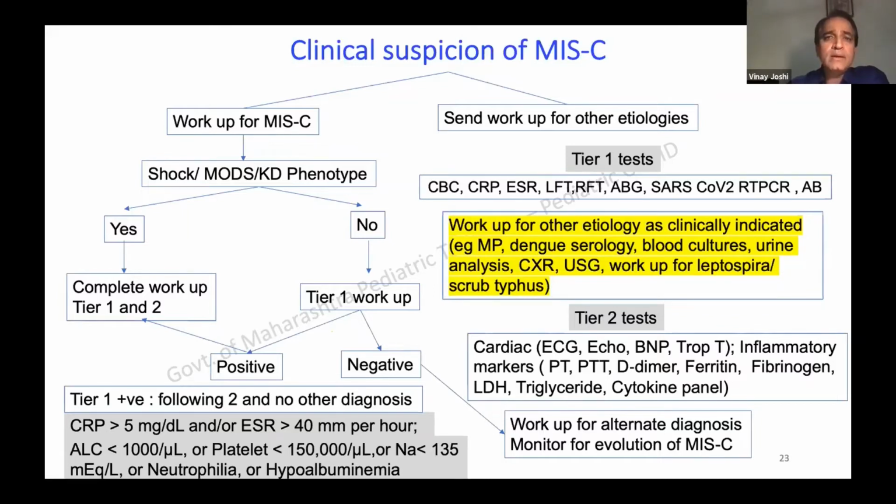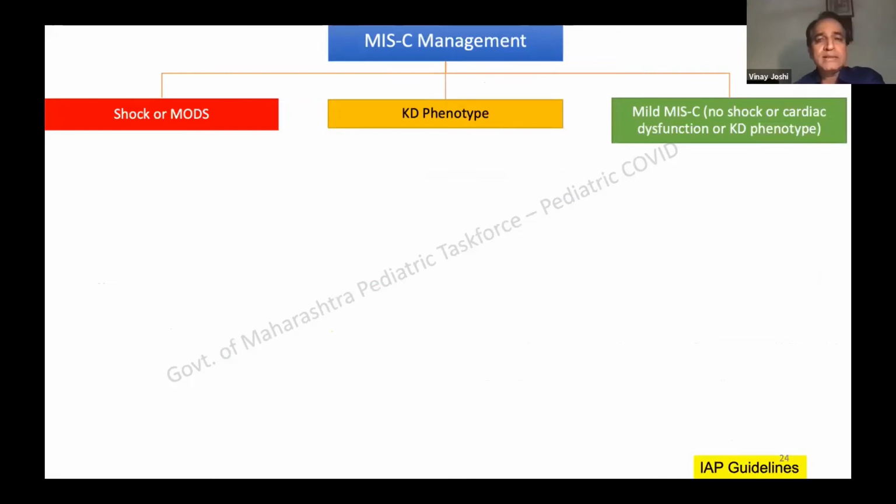Once you have done the workup, let us unpack the MISC management. MISC management basically depends upon what phenotype the child is presenting with. There are three distinct clinical phenotypes we see in MISC. One is shock with or without multi-organ dysfunction syndrome. This is a severe variety. Then we have the KD phenotype. Again, this is severe MISC. And there is mild MISC, where the child doesn't have shock, no cardiac dysfunction, and no features of Kawasaki.